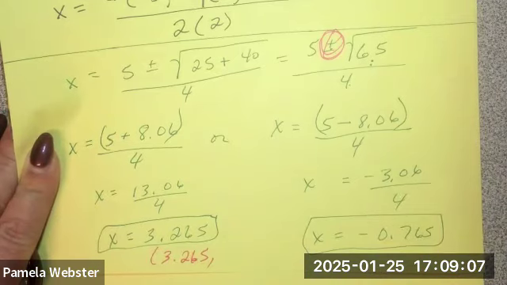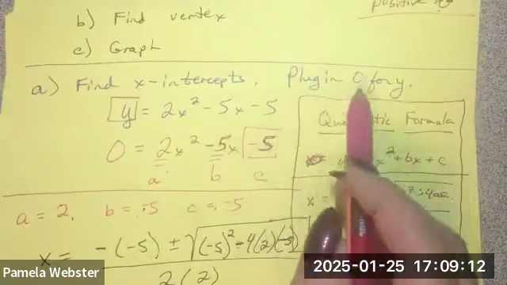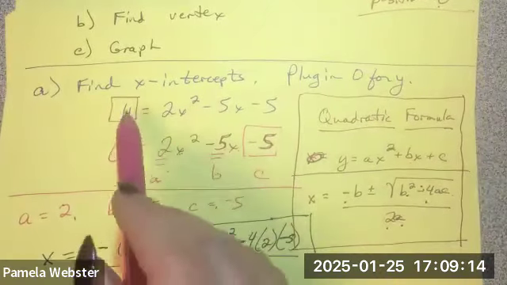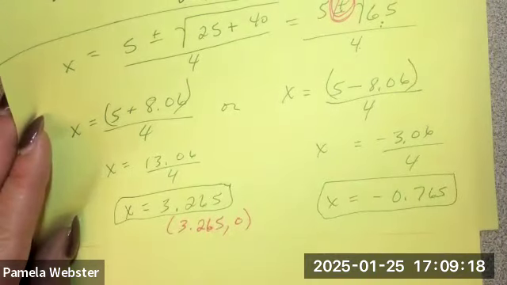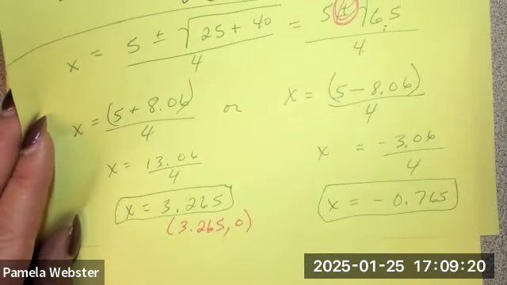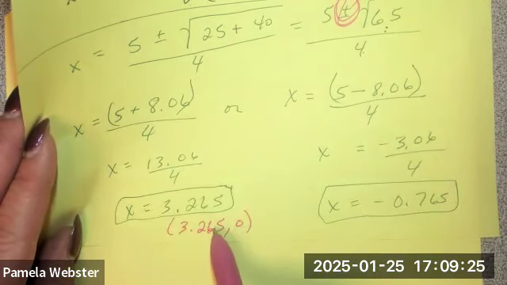And what was my y value? Come way back here. We plugged in 0 for y, right? Y was 0. So remember, this is supposed to be an x-intercept, right? It's supposed to hit the x-axis. And the only way that happens is if y equals 0.